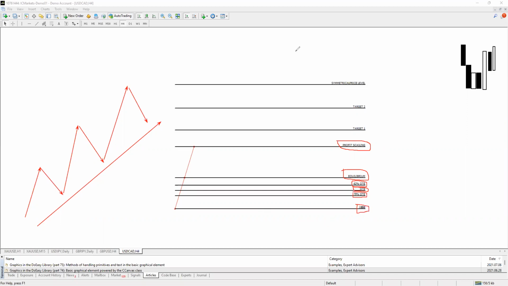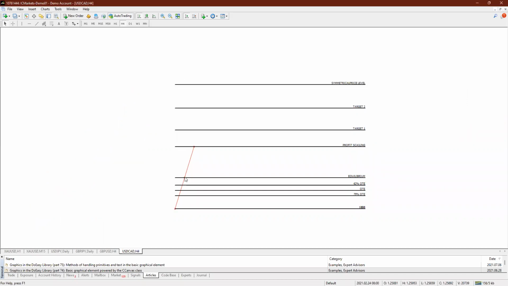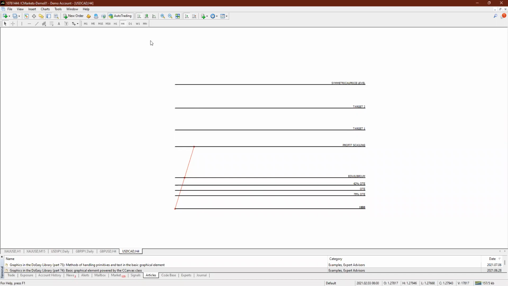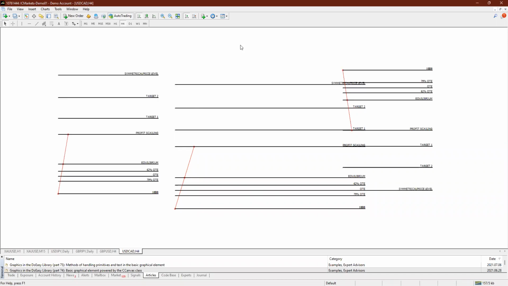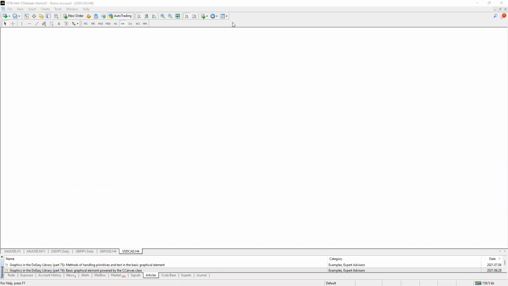I think this is 100. Let me edit this quickly. Instead of levels, 0.0. Alright, that's fine. So now, alright, one second. Alright, so I have to draw my chart again.